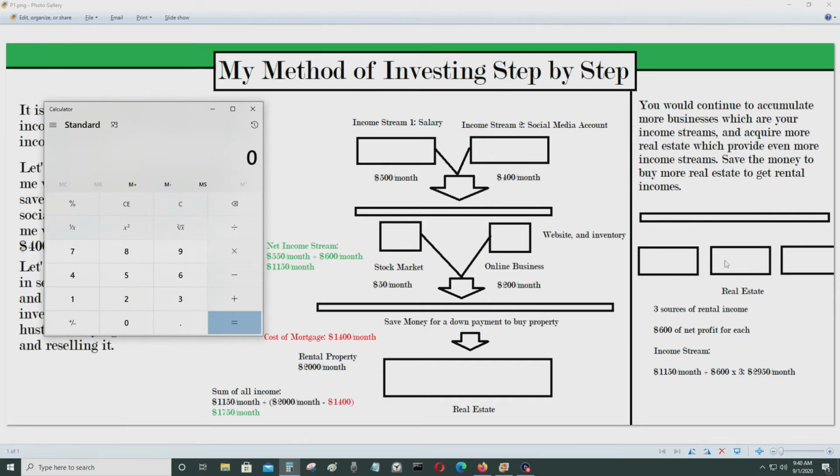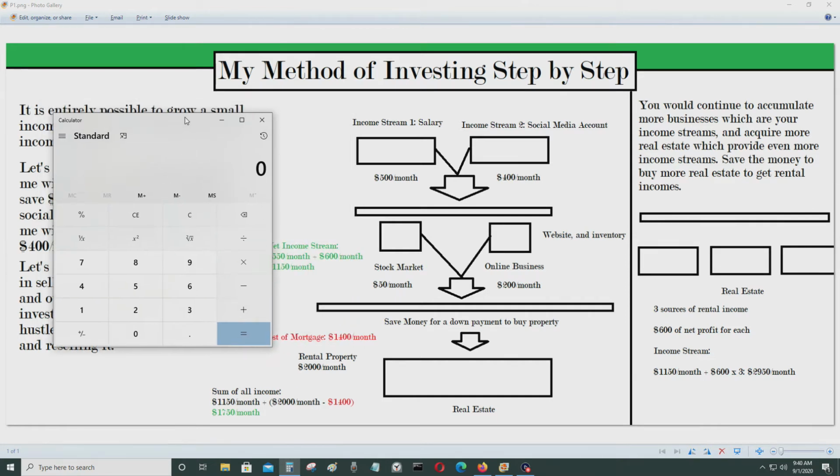And after a year goes by, I'm able to buy another rental property with a mortgage, and now my income would be 600 times 3, so that'd be 1,800. So now my income is $3,150 a month, and I would just keep getting more real estate here, and my income would be growing, and I use the income from those streams to pay off each of these houses, right?